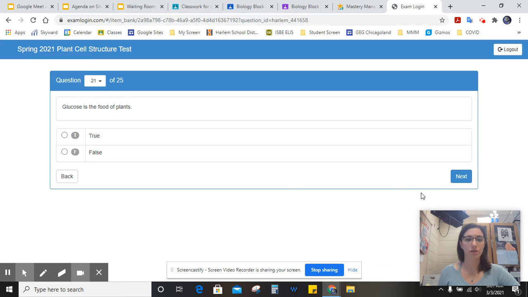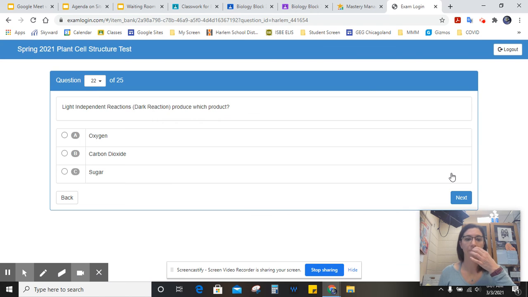Question 21. Glucose is the food of plants. T for true, F for false. Question 22. Light-independent reactions produce which product? A, oxygen, B, carbon dioxide, or C, sugar?